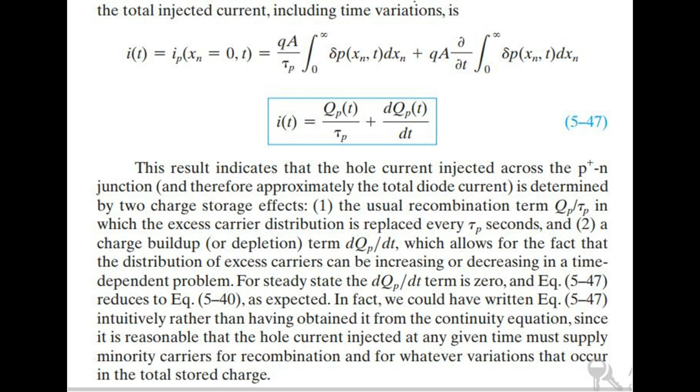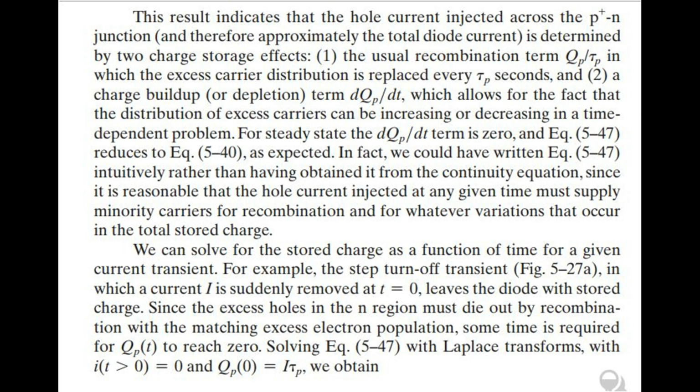In fact, we could have written EQ. 547 intuitively rather than having obtained it from the continuity equation, since it is reasonable that the hole current injected at any given time must supply minority carriers for recombination and for whatever variations occur in the total stored charge. We can solve for the stored charge as a function of time for a given current transient. For example, the step turn-off transient, Fig. 5.27a, in which a current I is suddenly removed at t equals 0, leaves the diode with stored charge.